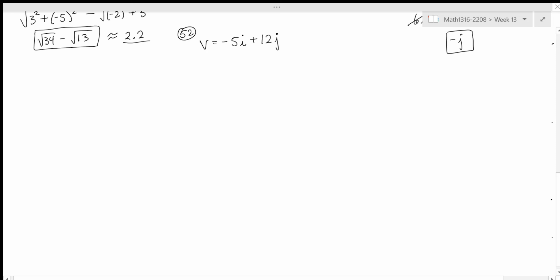And here's what the instructions say. It says find the unit vector in the same direction as v. Did you hear them say unit vector? And that means we're going to use the formula for unit vector, which is v over magnitude of v.